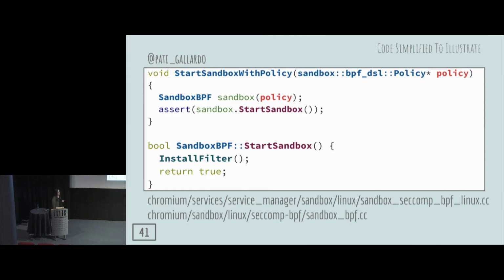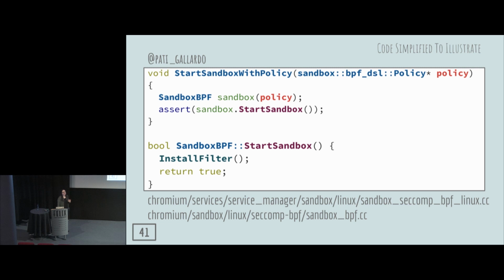Okay, so what does this look like in real life? If you want to look at the code, I have the actual files underneath, so you can go and look inside of Chromium. But this is basically what it looks like. You have start sandbox with policy, where you're passing in a pointer to a policy object. Then you create this sandbox BPF, passing the policy as the argument, and then you call this function start sandbox. Start sandbox does nothing really interesting except call install filter.